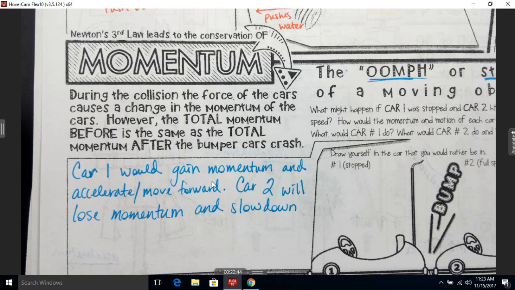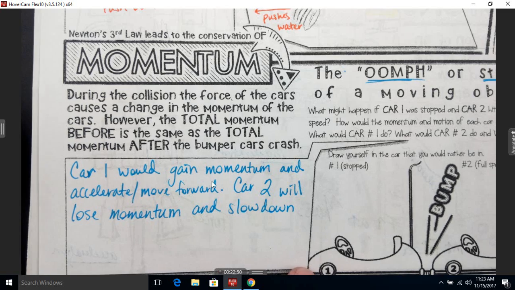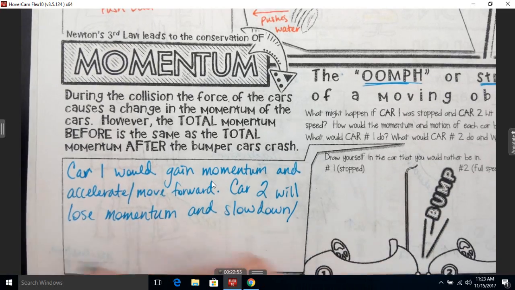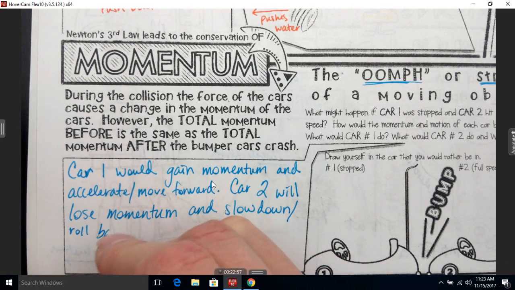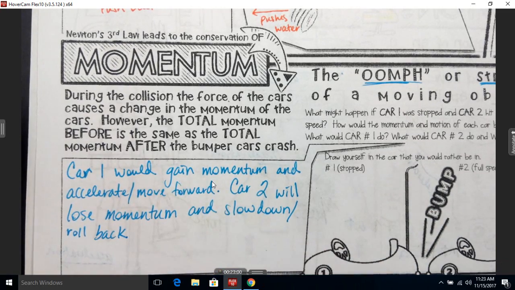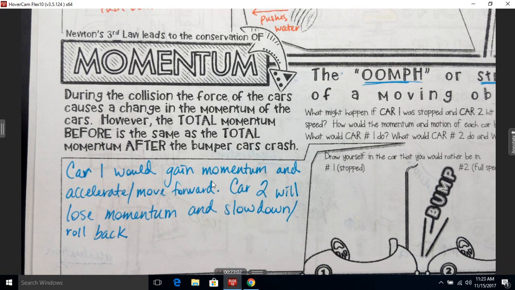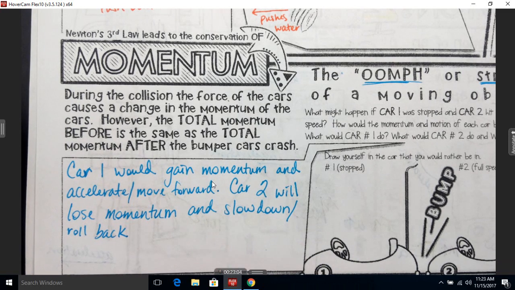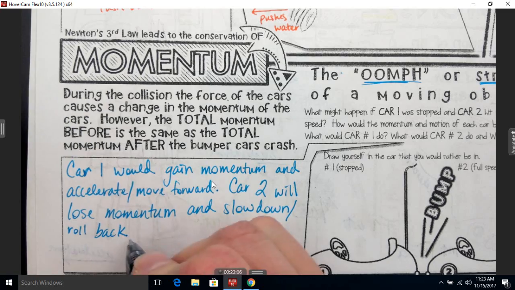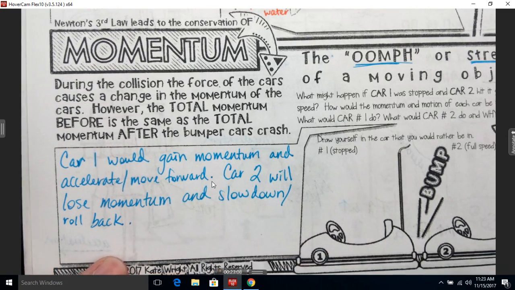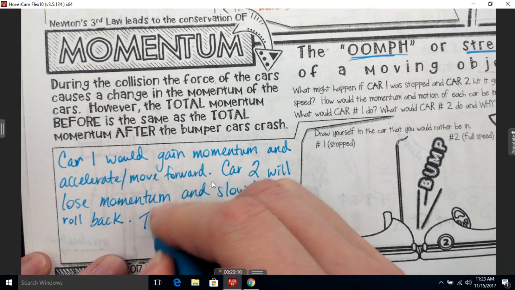Well, I kind of think that part of him would move back, because he's going to hit him, and the car's going to hit him back. So I want to say roll back. Does that make sense? Because he's going to end up having some motion that goes the other way. That makes sense? Now, what about the total momentum?